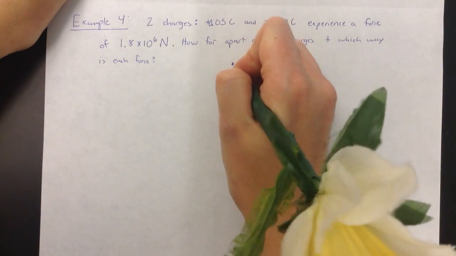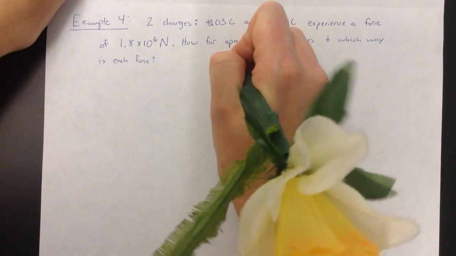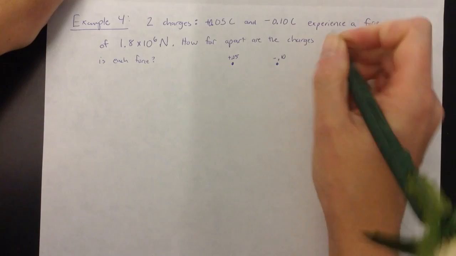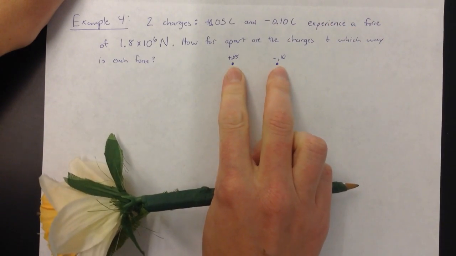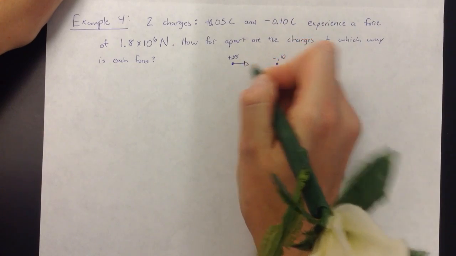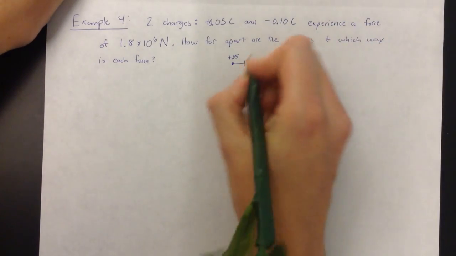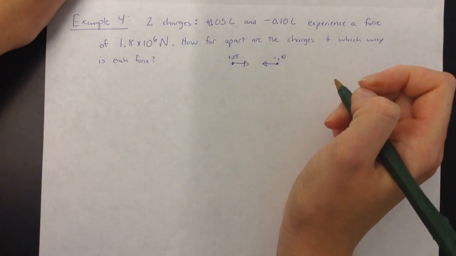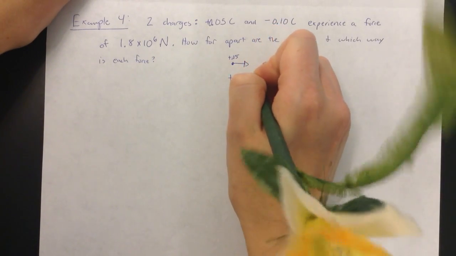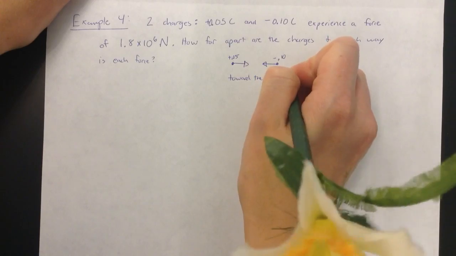So let's say this is our charge 1 with the plus 0.05 and this is our charge 2 with the minus 0.10. Now this is a plus and a minus, which means those guys are going to be attracted toward each other. So they're going to be directed inward. So how would you describe the direction of each force? It will be toward the other charge. Those guys are attracted to each other.